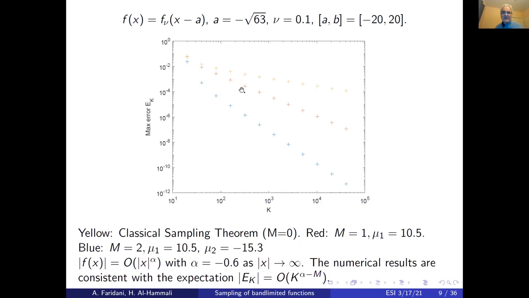The red curve is one additional sample taken at the point 10.5, and we see the errors decay much faster. And well, we go from 40,000 to 1,000 points to reach an error of 10 to the minus 4. It's still not great, but much better. The blue curve is two additional samples. So we retain the first one, we added one at minus 15.3. And now actually we obtain an error less than 10 to the minus 4, already around k equals 60. So that looks much more practical. And it illustrates just taking two more samples gives better results than taking thousands of additional samples with the classical sampling theory.